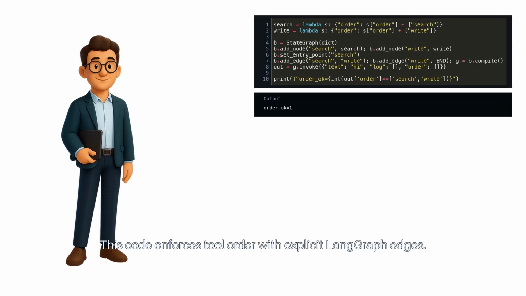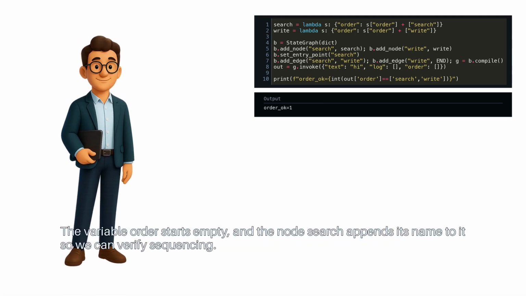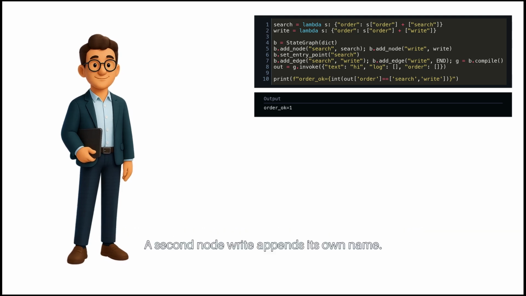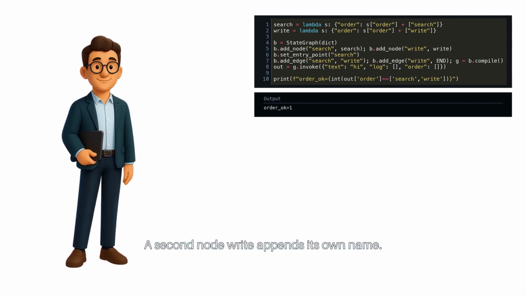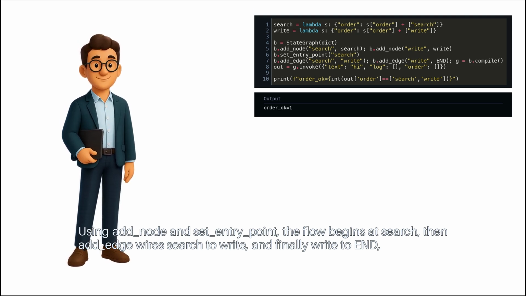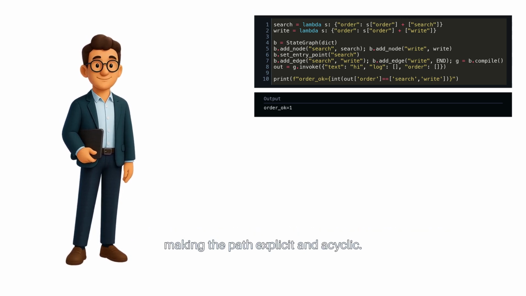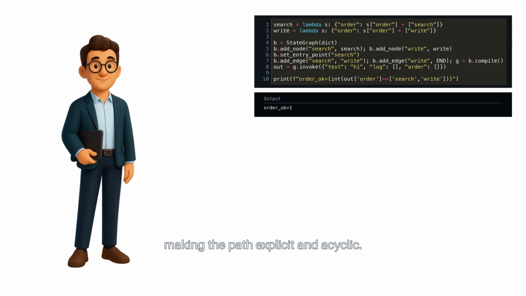This code enforces tool order with explicit LangGraph edges. The variable order starts empty, and the node search appends its name to it so we can verify sequencing. A second node write appends its own name. Using add node and set entry point, the flow begins at search. Then add edge wires search to write, and finally write to end, making the path explicit and acyclic.